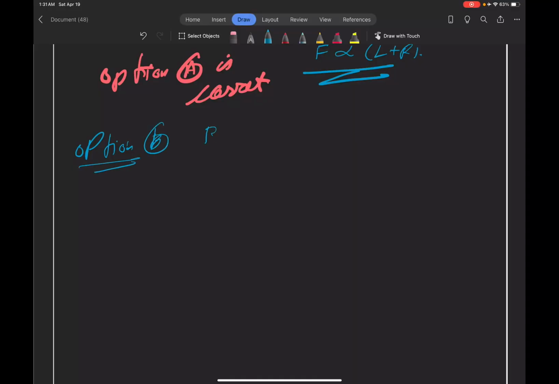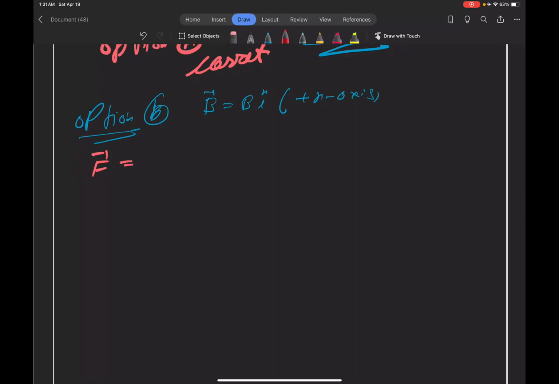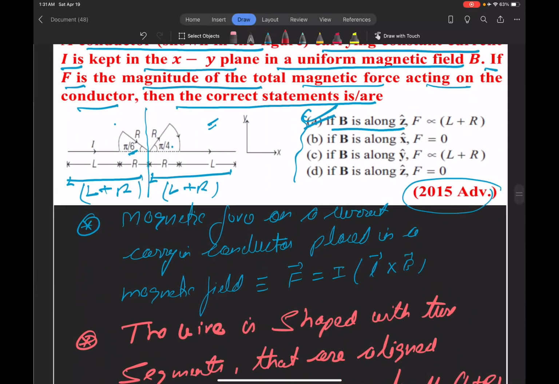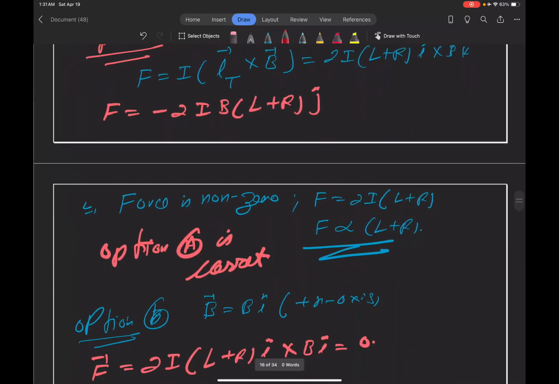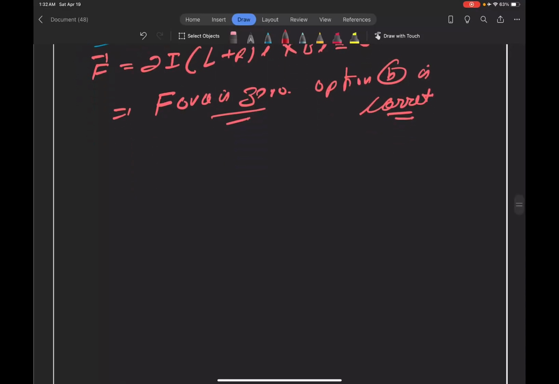Now we start with option B. Option B gives that our magnetic field is along the x-axis, or we can say the plus x-axis. Once again, we find the force is equal to 2I times L plus R i unit vector cross B i unit vector, and this gives us 0. So it means the force is 0. So option B is also a correct option. Option B is correct. Now we come to option C.